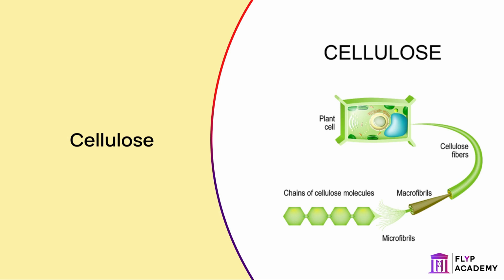Glucose can also be made into other biological molecules, including lipids such as fats or oils and proteins. Proteins are synthesized using amino acids that can be made using glucose and nitrates that are taken in from the soil through the roots of the plant.